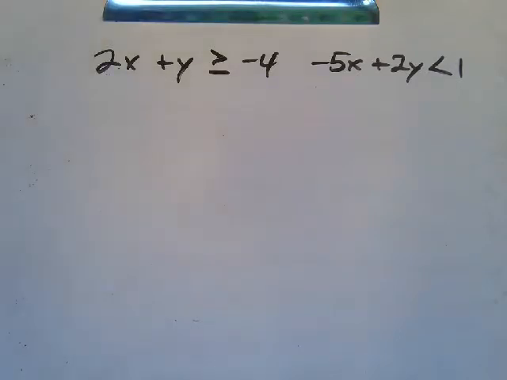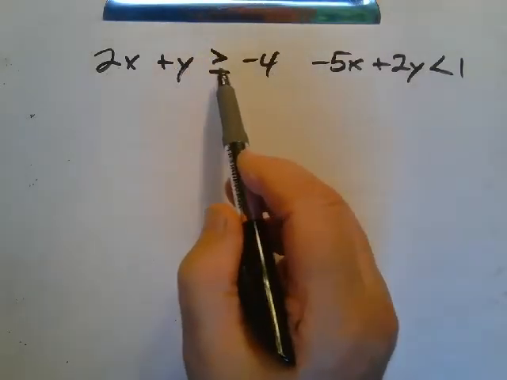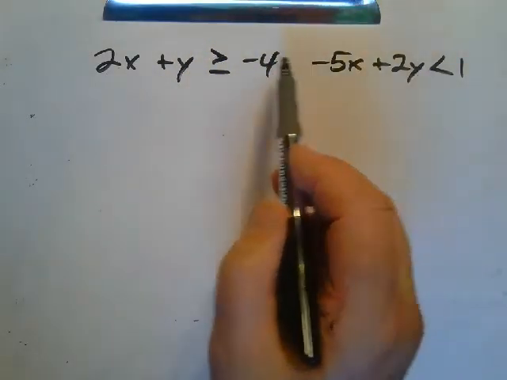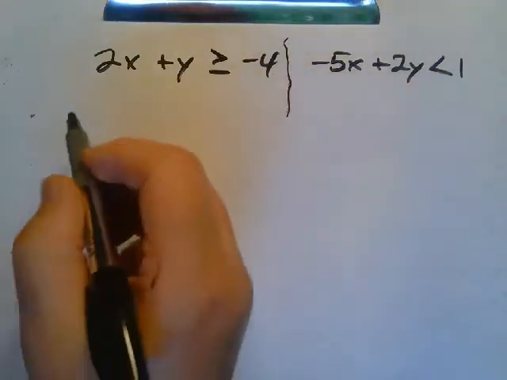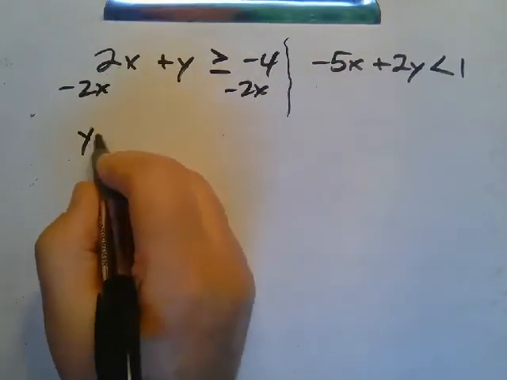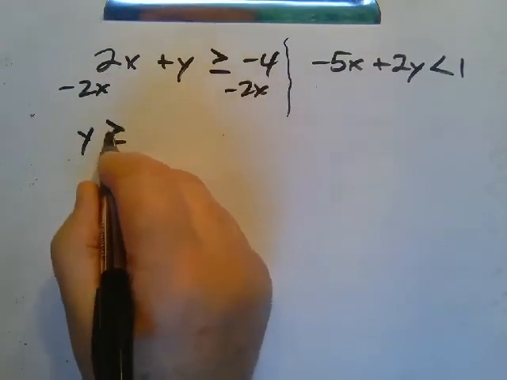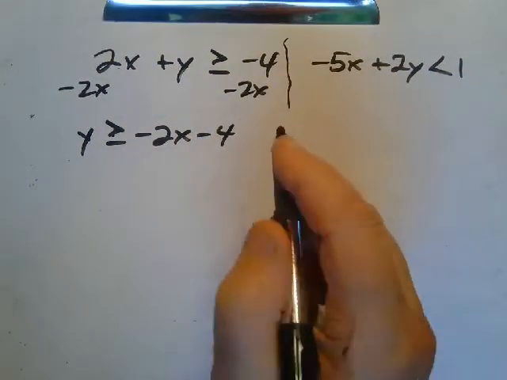All right, let's take a look at this one. Now you'll notice that this one's going to be a little bit more work because the variable y is not alone. So we're going to have to solve both of these equations to get the variable y alone. This one's going to be a little easier. If I just subtract 2x from both sides, I got y is greater than or equal to negative 2x minus 4. We're going to graph that in a second.